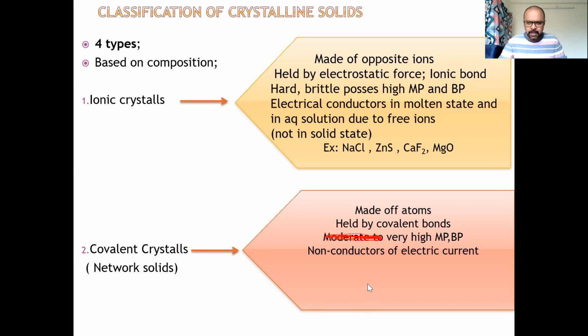Anyhow, generally when we speak, they are non-conductors of electric current, which is true. By and large. Examples you can take are diamond, graphite, quartz, silicon carbide (SiC), and boron carbide (B4C). What is quartz now? SiO2, silicon dioxide. So how can we take graphite as an example? It contains only carbon.